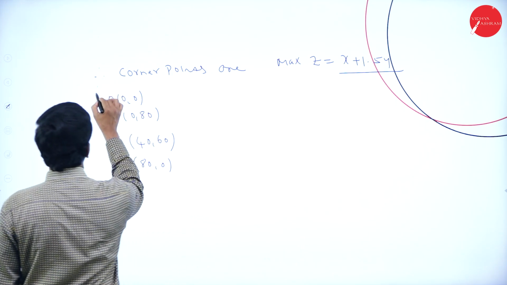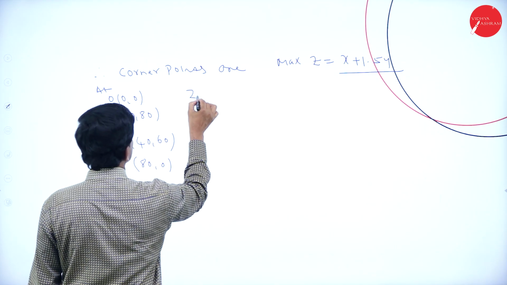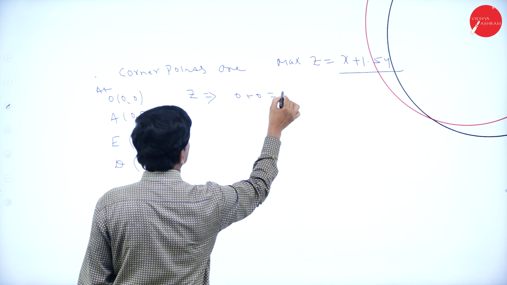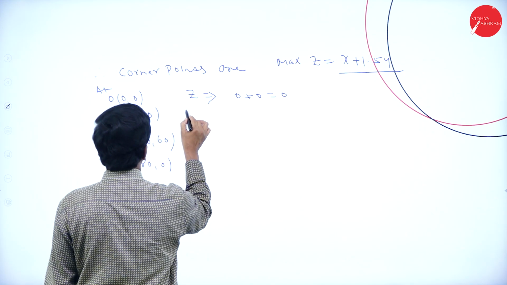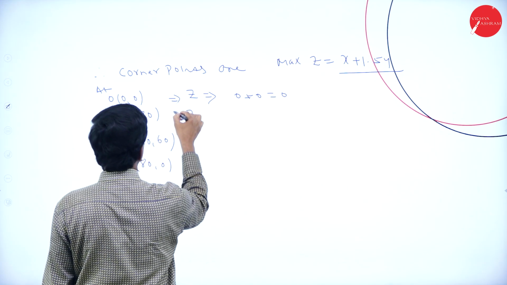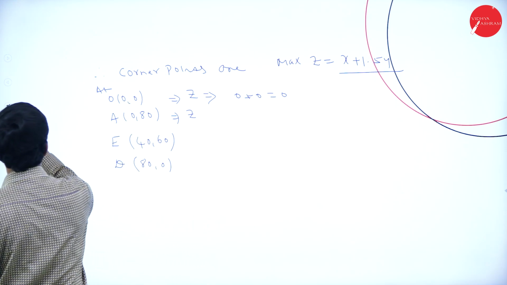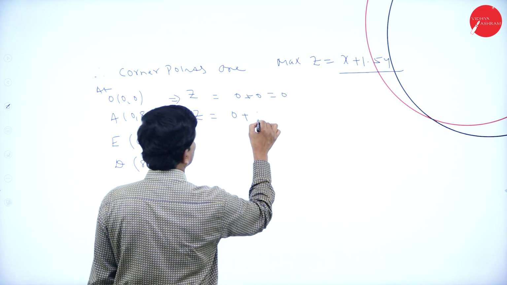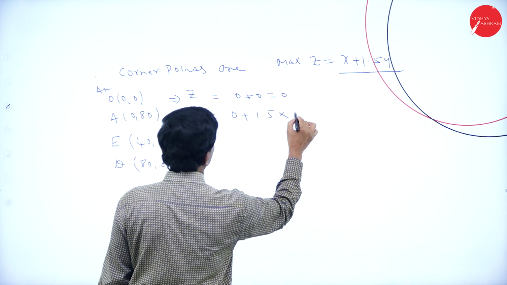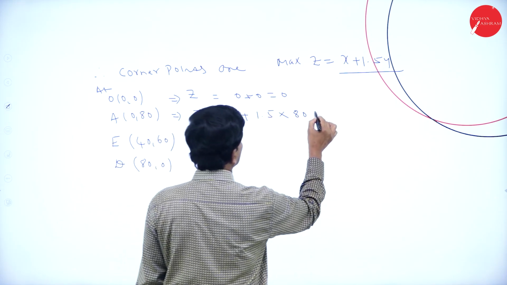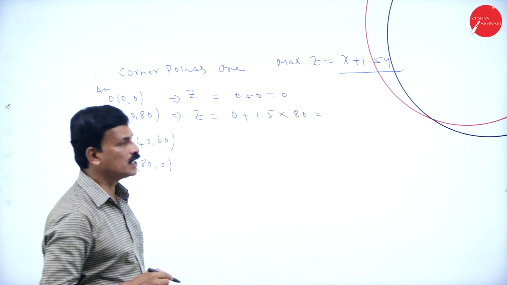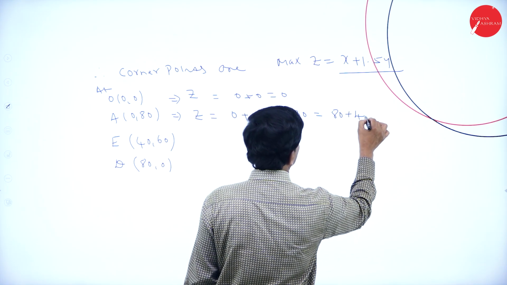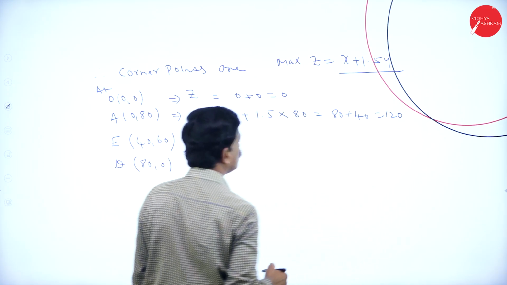Now, at this point, at 0, Z is equal to 0 plus 0, that is equal to 0. At this point, Z is equal to x, which is 0, plus 1.5 into y. What is y? 80. So, this is nothing but 1.5 into 80, which is 80 plus half of 80, which is 40. This is equal to 120.